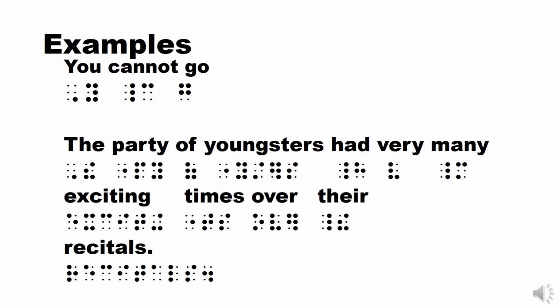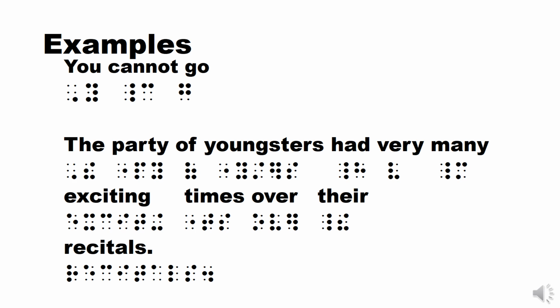Second sentence: the party of youngsters had very many exciting times over their recitals. When we transcribe this into Braille, notice how many initial letter contractions show up: dots 4, 5, 6 H for had, dots 4, 5, 6 M for many, dots 4, 5, 6 the for there. But that's not all. This sentence also gives us other contractions you've already learned: dot 5 P for part, dot 5 Y for young, and the alphabetic contraction V for very.